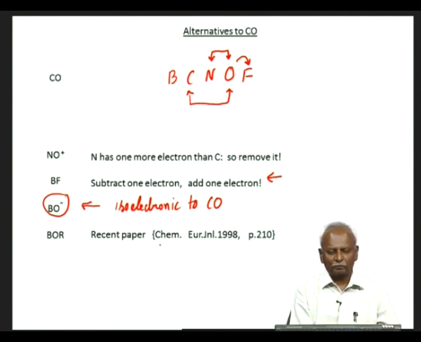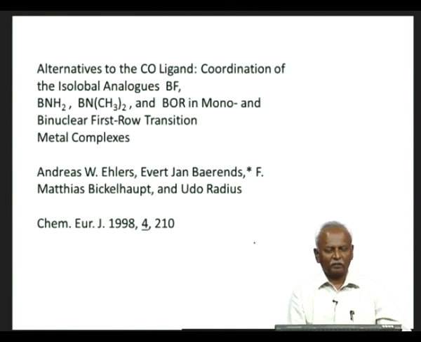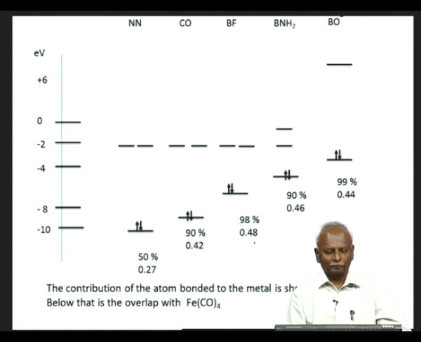And a recent paper in the Chemistry European Journal in fact probes this aspect, and they have looked at alternatives to the carbon monoxide ligand and coordination of isolobal analogues of BF, BNH2, BNCH3 twice and BOR in the first row transition elements. This is just a conceptual paper where they have looked at the isolobal analogy, which we will look at later on. I have given you the salient features of this paper.